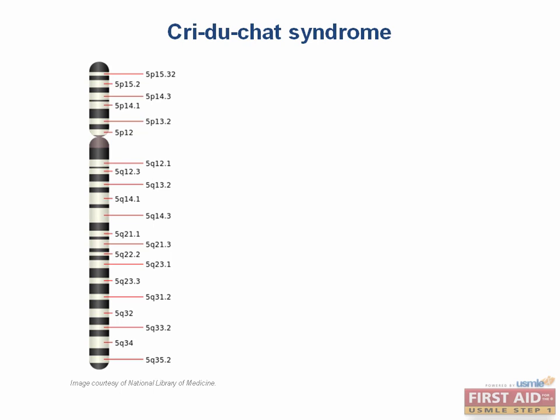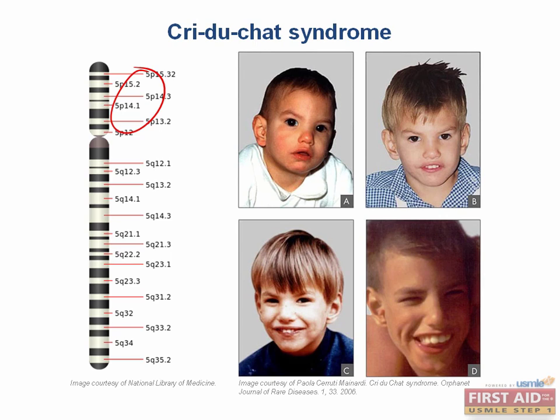Cri-du-chat syndrome, which literally means cry of the cat, is a congenital syndrome resulting from a microdeletion on the short arm of chromosome 5. And the different genes that are deleted are responsible for the different phenotypes of this disease. Alright, so when should you suspect this?